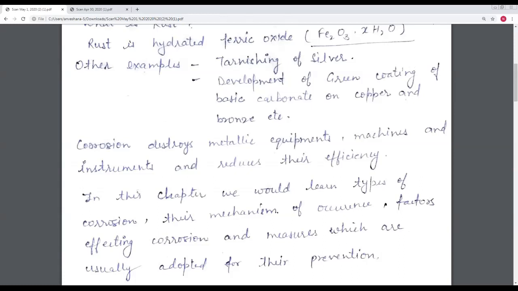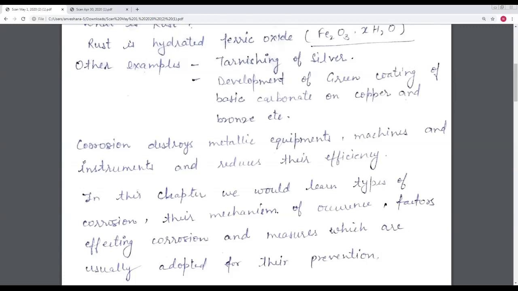But what does corrosion do? corrosion होगा तो हमारी जो मशीनें हैं वो खराब होंगी, है ना, और या फिर उनकी जो एफिशिएंसी है, काम करने की एफिशिएंसी है, वो लगातार कम होती जाएगी. So corrosion destroys metallic equipment, machines and instruments, and it reduces the efficiency of our machines.